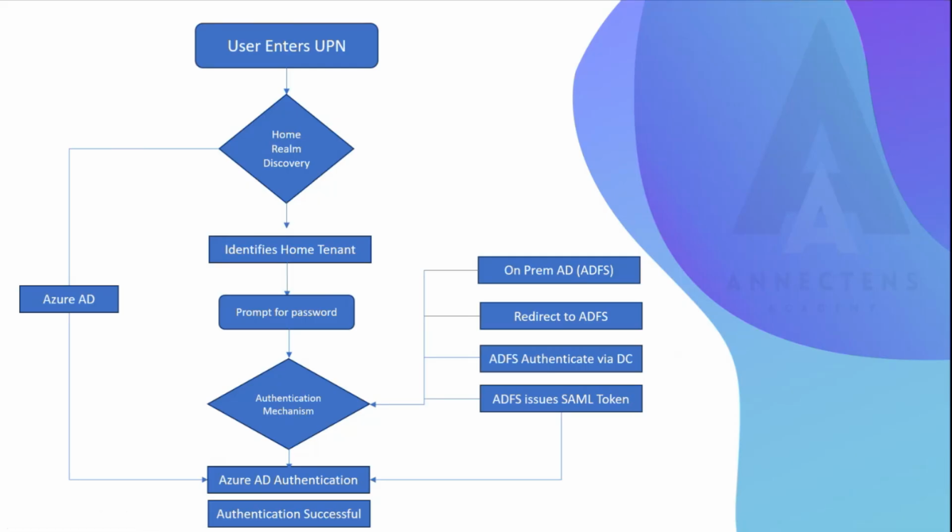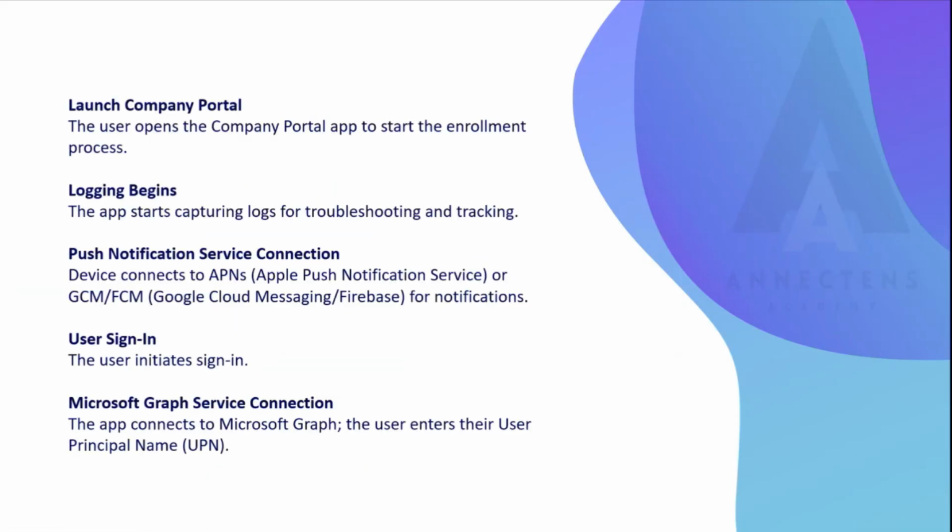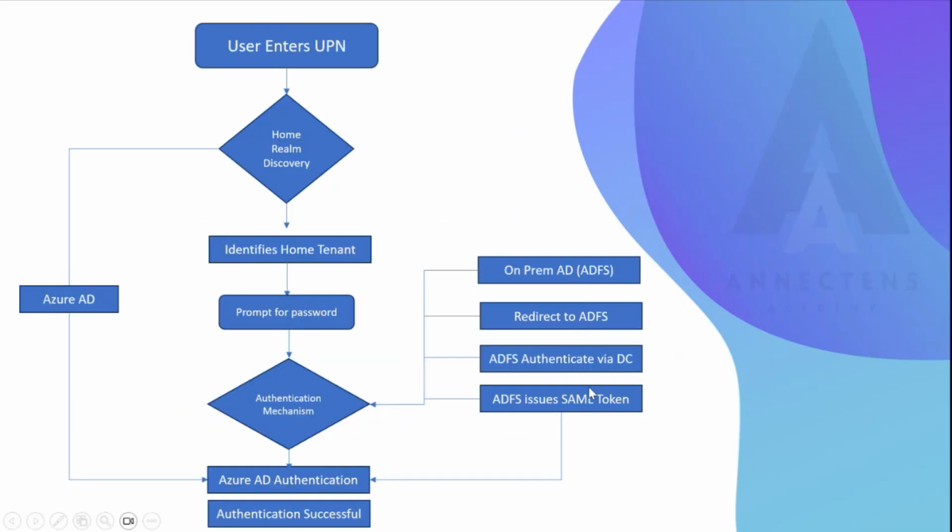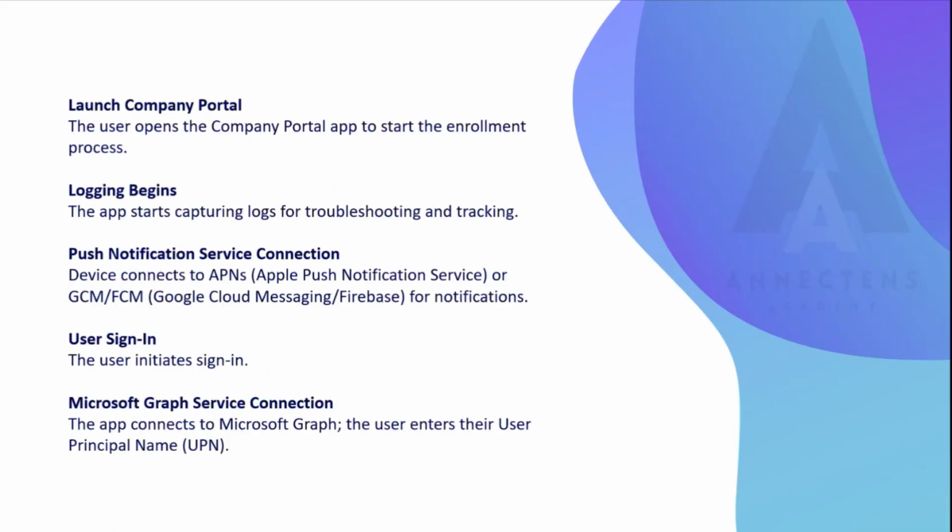Okay, so now let's talk more in depth. Now let's understand what is happening in the background. So first things first, device enrollment will be for Intune. How does it work? First thing, you download the company portal. The user opens the company portal app to start the enrollment process. That is the first thing.